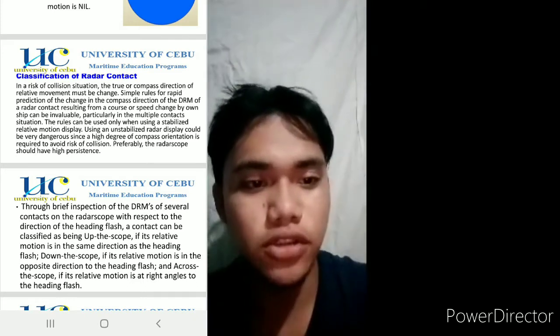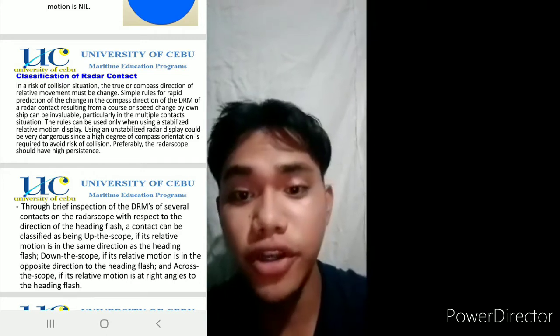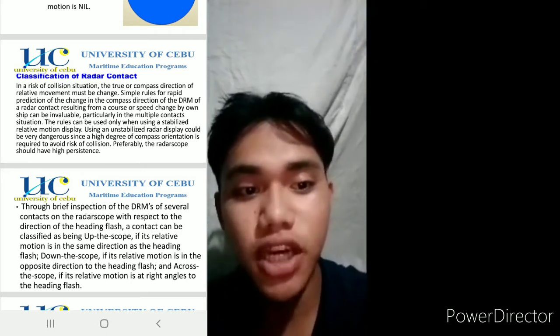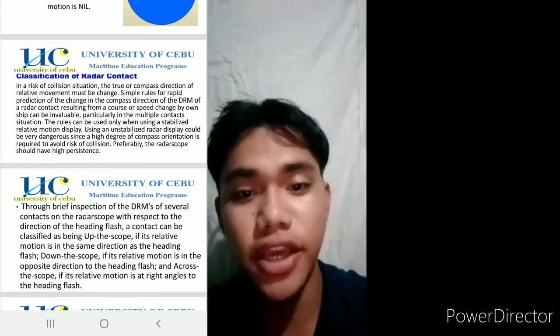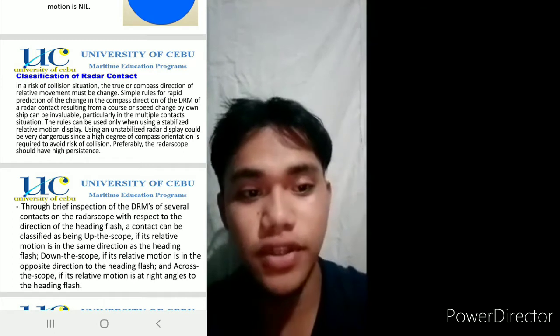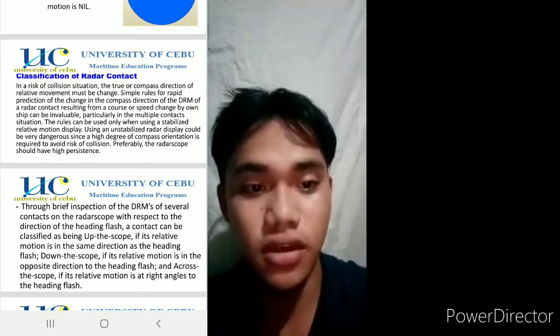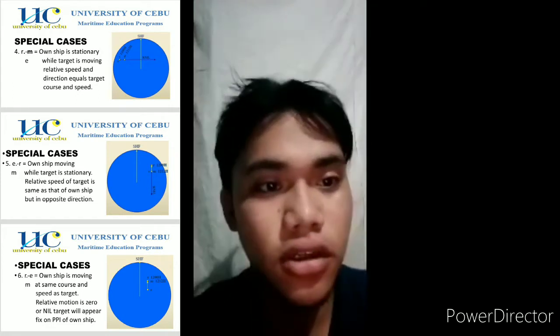Through brief inspection of the DRMs of several contacts on the radar scope with respect to the direction of the heading flash, a contact can be classified as being up the scope if its relative motion is in the same direction as the heading flash. Down the scope if its relative motion... There are special cases.